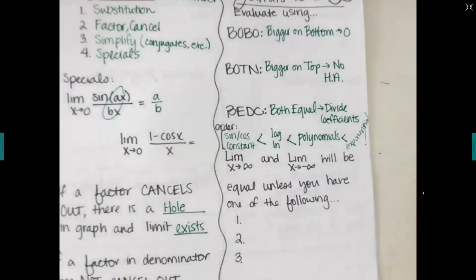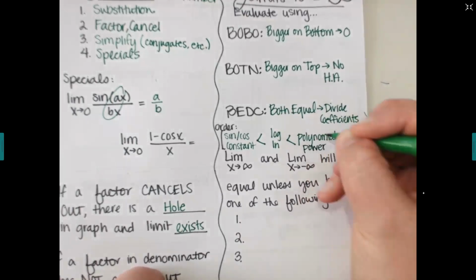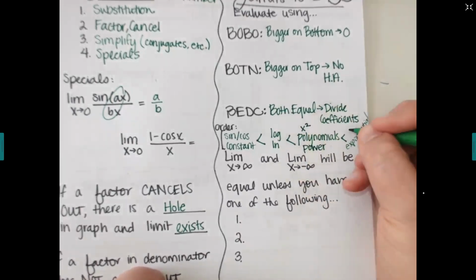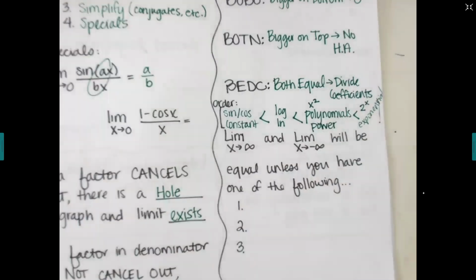Okay, that last one is exponential. Now, remember that the difference between a power and an exponential is that a power should be like x squared versus an exponential would be like 2 to the x. If you want to write that down so that you remember, a polynomial or a power would be like x squared versus an exponential would be like 2 to the x. So that's the difference between those two. And then remember, this is the smallest working your way to the largest.